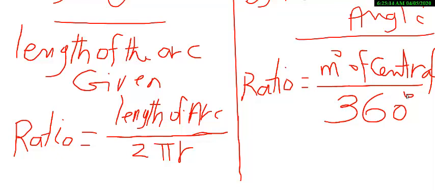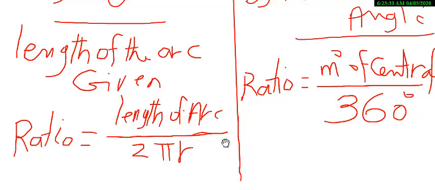Somebody will ask me, what will happen if I got the ratio? Then you have to multiply the ratio of the arc or the ratio of the sector by the area of the circle to get the area of the sector which is required. So once you get the ratio, it's easy now.